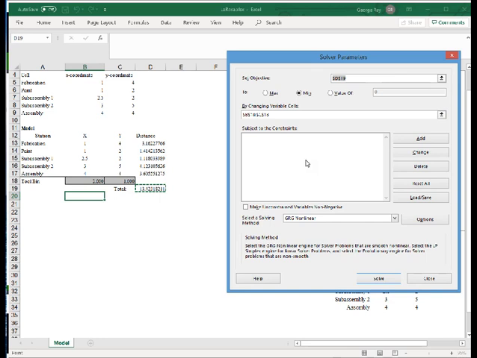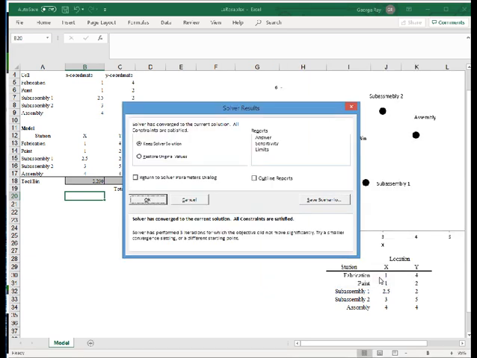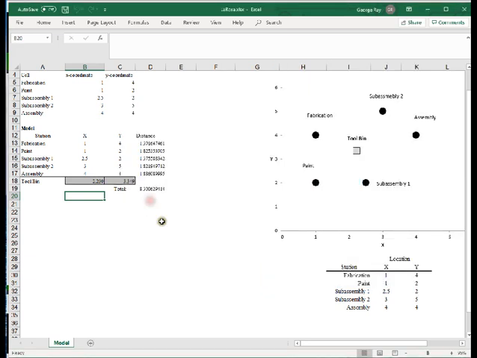Going to minimize this distance problem by changing variables B18 and C18. In other words, the X and Y coordinates of our tool bin. So let's go ahead and run this. And it did find a solution, and our tool bin moved from 1, 1 up to here, and that's 0.223 for X and 3.35 basically for Y.